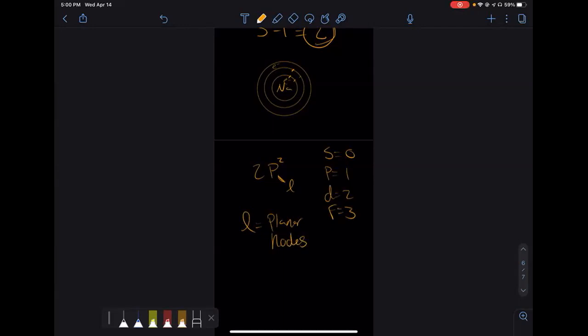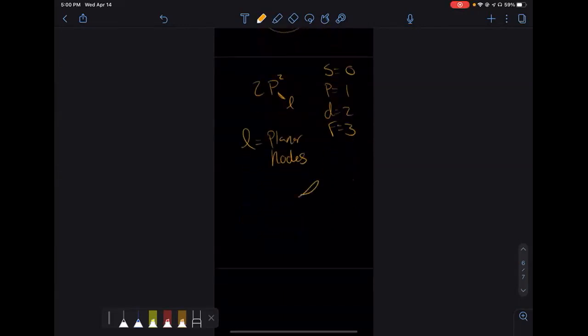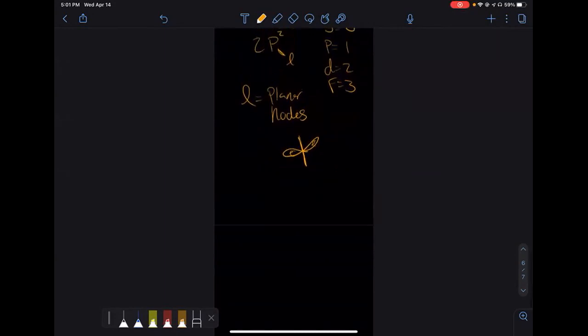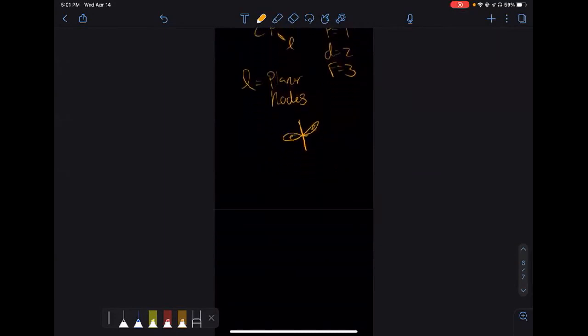So how many nodes is carbon going to have? It's just going to have 1. It's going to be right here. Just like this, there can be electrons here, and there can be electrons here. And to find your number of radial nodes, you're going to take your total number, so n, and subtract 1, which gives you your total. And then from the total, you're going to subtract your L, and that is going to equal the number of radial nodes.